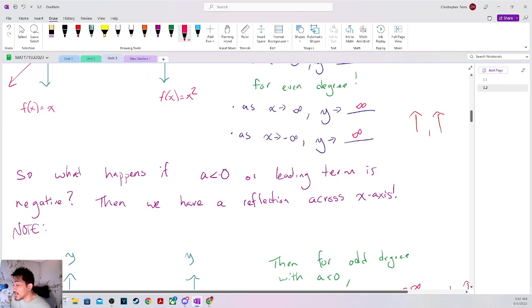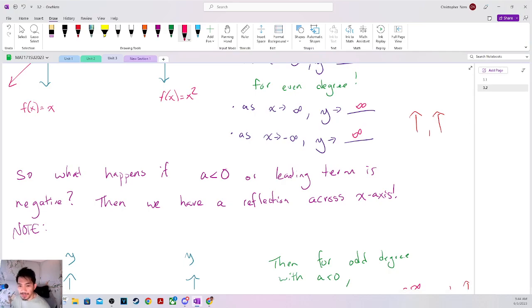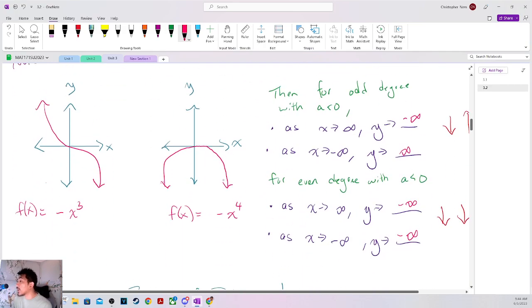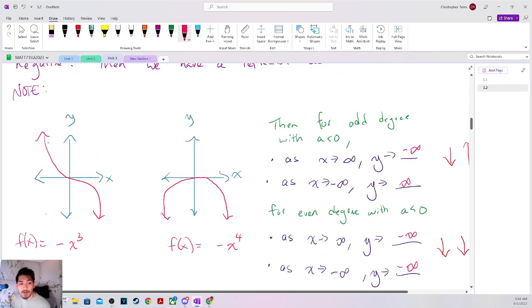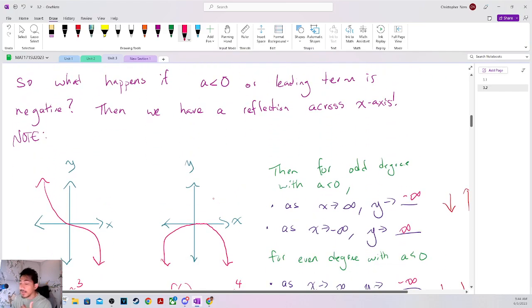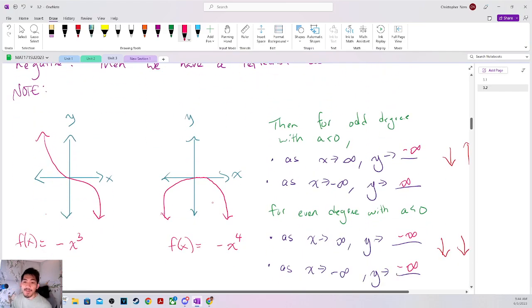So what happens if my leading coefficient, or if there's a negative in front of my expression? Then we have a reflection across the x-axis. Here's what it would look like for an odd polynomial. I flipped it. And here's what it looks like for an even polynomial. All right? Now, if they have a negative coefficient or negative leading term or anything like that, they have a new behavior. Everything gets flipped.